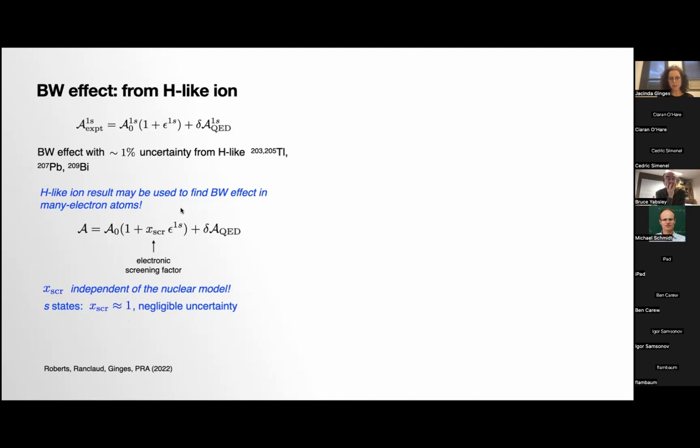And that's now the subject of a proposal being written up at the Max Planck Institute for Nuclear Physics in Heidelberg, where they're hoping to do experiments with hydrogen-like cesium to extract that for use for us.